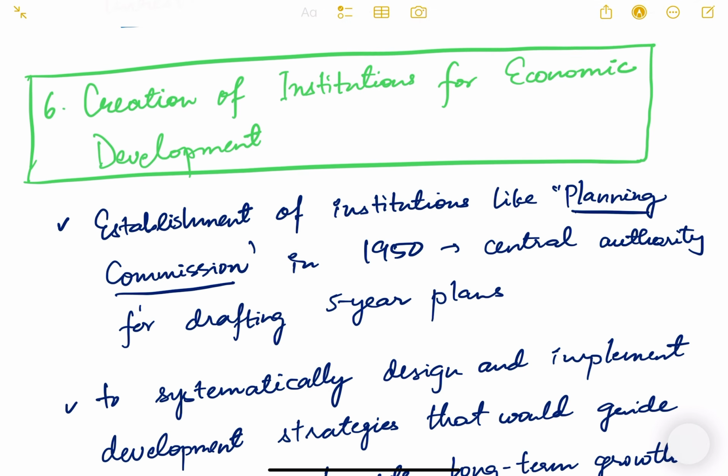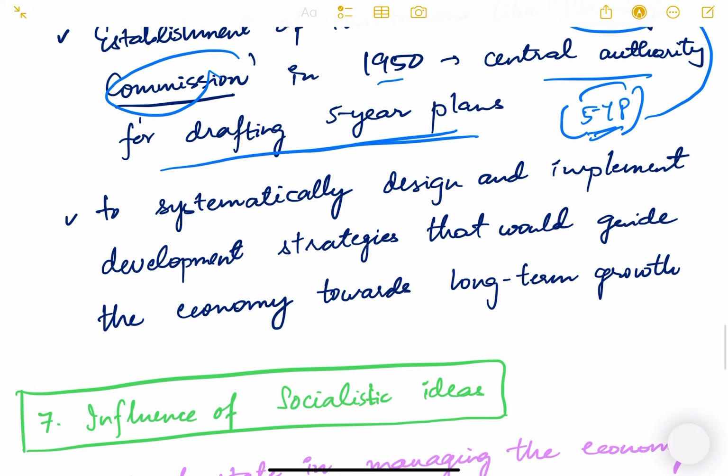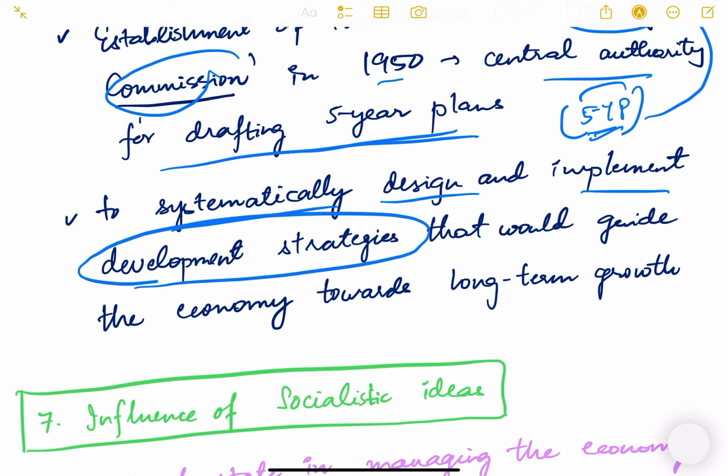Then creation of institutions for economic development. Establishment of institutions like the Planning Commission in 1950, the central authority for drafting the 5-year plans. So we adopted 5-year plans basically, and who was the authority to draft these? It was the Planning Commission. What is the role of the Planning Commission? To systematically design and implement development strategies that would guide the economy towards long-term growth.